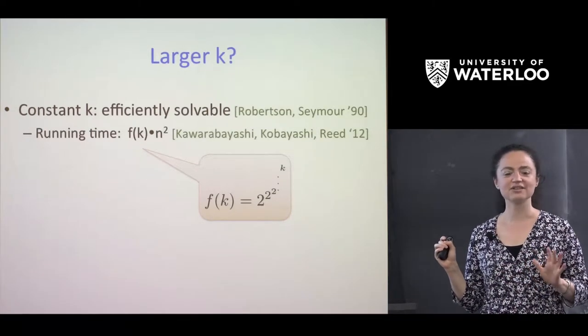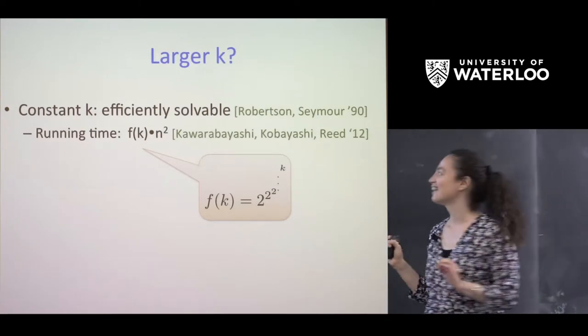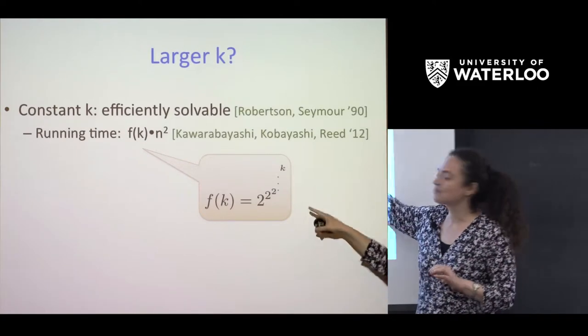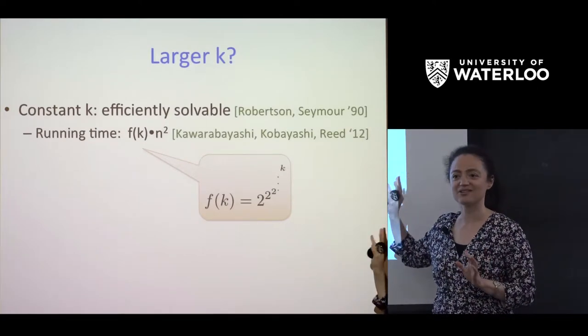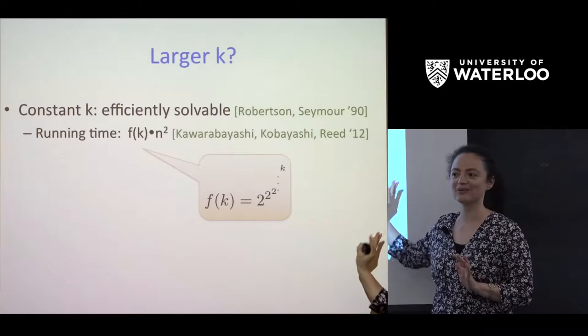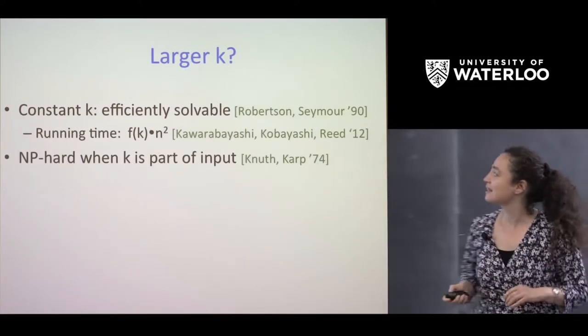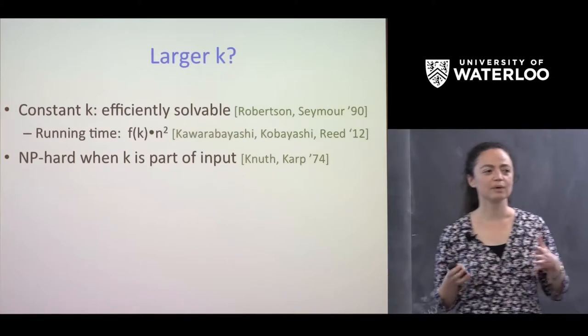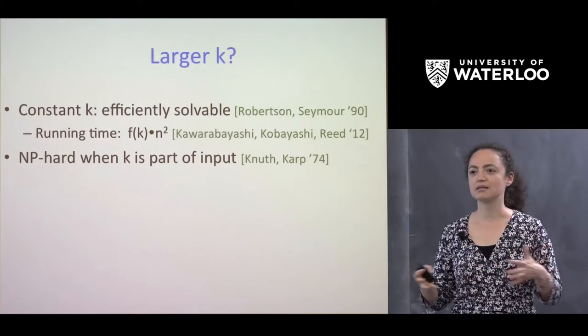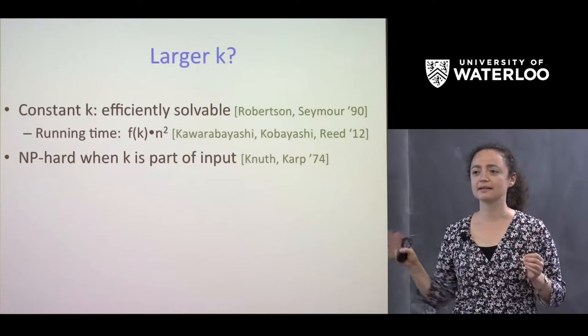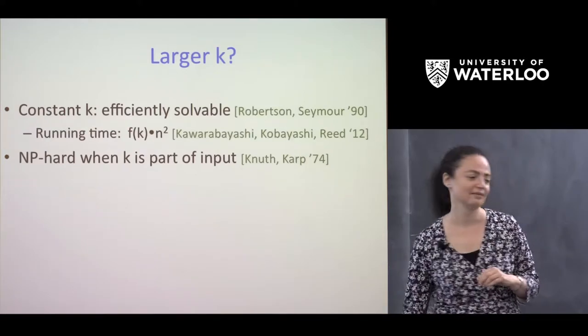We are not sure what constant. I think for edge-disjoint paths, it can be between 3 and 5, I'm not sure. For node-disjoint paths, it's going to be higher. I don't know what it is. The scenario I'm interested in is the most general one, where k can grow with the input size. It can be n over 10 or square root n and things like that, and then the problem is NP-hard.